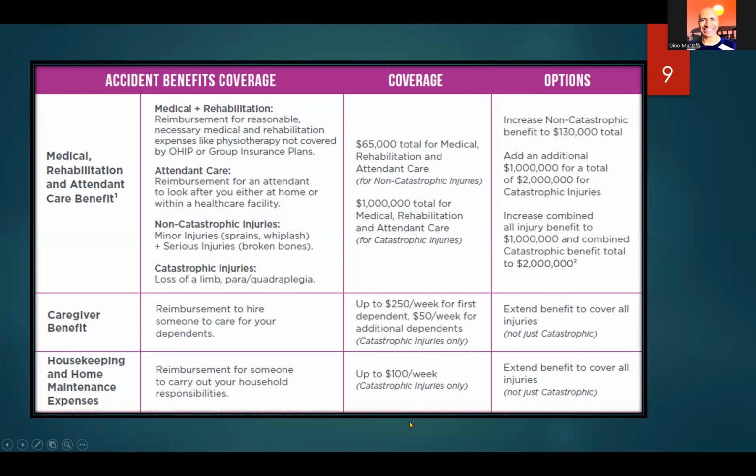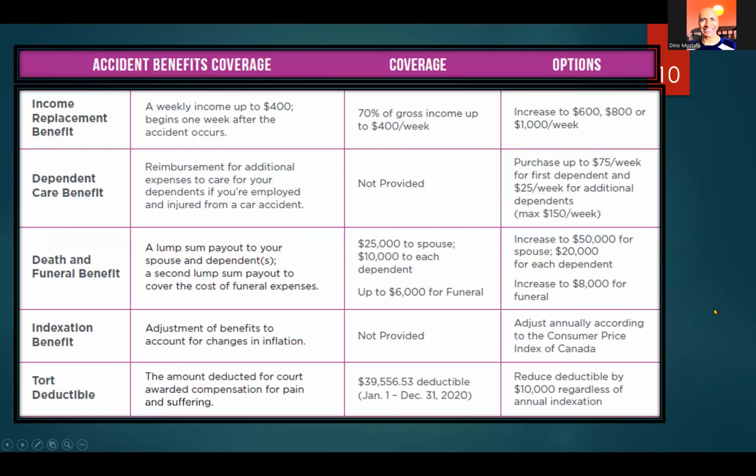The next one is income replacement. What coverage is automatically included in all policies? First of all, what's the definition? A weekly income up to $400 begins 1 week after the accident occurs. So it's a weekly income up to $400. They should have just defined it in that second column. Why? Because when they say 400, they're missing something: 70%, right?